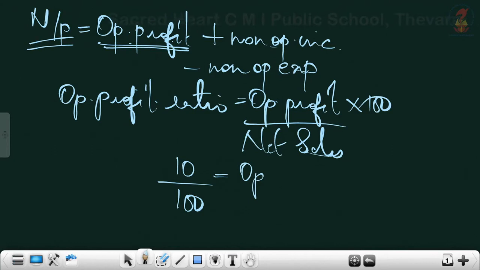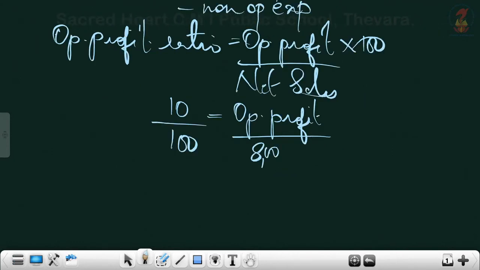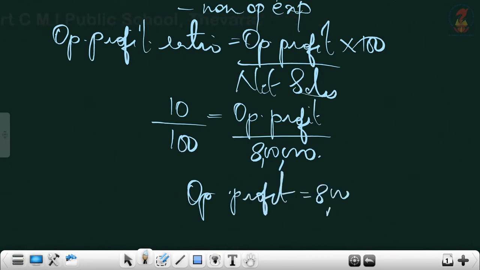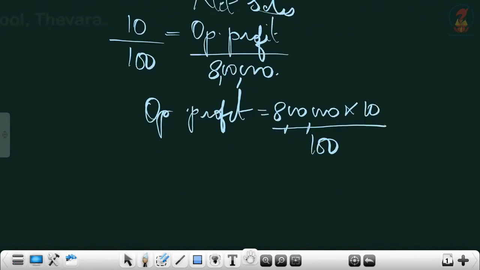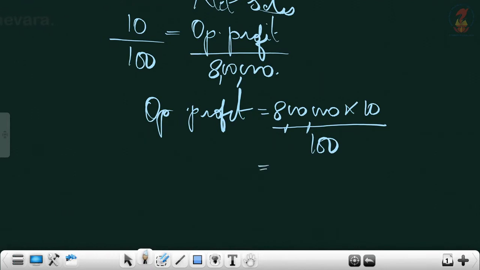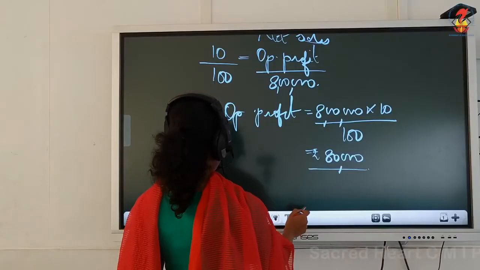Operating profit is missing. Net sales is 8 lakhs given in the question. So operating profit will be equal to 8 lakhs into 10 divided by 100. Now your operating profit will be equal to rupees 80,000. That is 8 lakhs into 10 by 100.